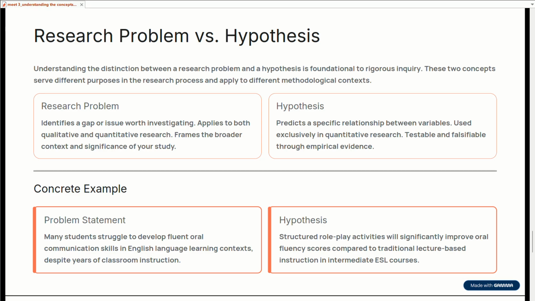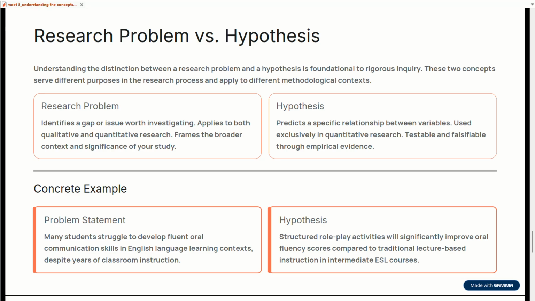This is the hypothesis: structured role-play activities will significantly improve oral fluency scores compared to traditional lecture-based instruction in intermediate ESL courses. This is the alternative hypothesis. So what about the null hypothesis? Yes, we still use the null hypothesis. We can say that structured role-play activities will not significantly improve oral fluency scores compared to traditional lecture-based instruction in intermediate ESL courses.